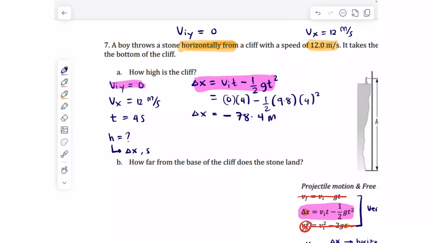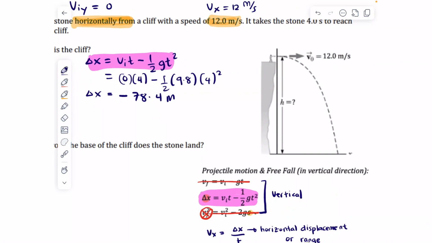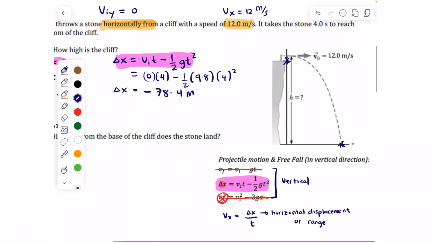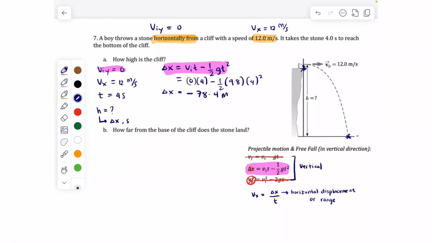78.4 meters. But then, why is it negative? It's negative because the object is thrown at this location and then it goes down and reaches a point below the point where it was released. So it is released at this point here and lands at a point below where it was released, and that is why the delta x is negative. But the question is, how high is the cliff? We need to solve for the height. So this tells us that the height is equal to positive 78.4 meters. Height cannot be negative. And this is the answer to the first question.